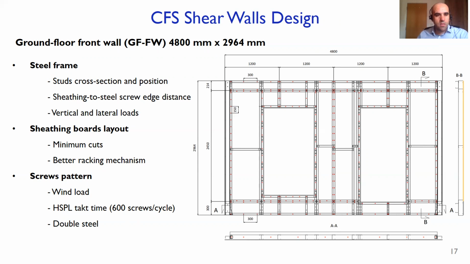In terms of screw patterns, the main governing criterion was wind load. So we considered wind loads to cover 80% of the country. Here, the country, I mean England. And also, as I mentioned a few minutes ago, we had to be under the takt time of the high-speed panel line, which is 600 screws per cycle. And we avoid driving a screw in positions where double steel layers exist. So different wall typologies were designed in terms of openings as well.